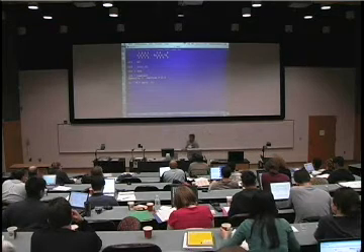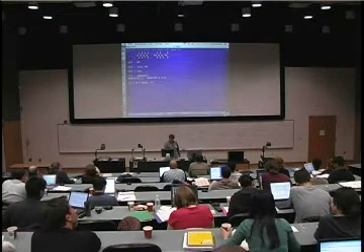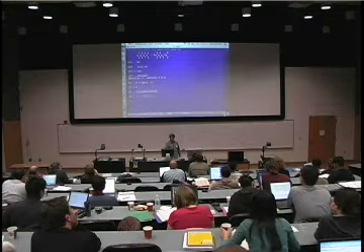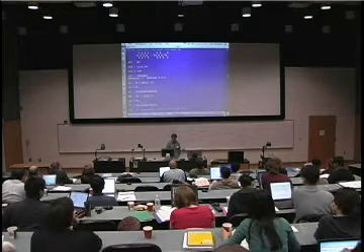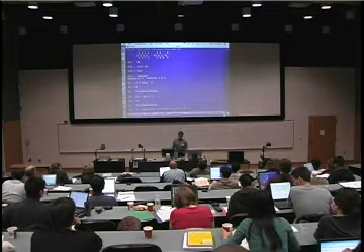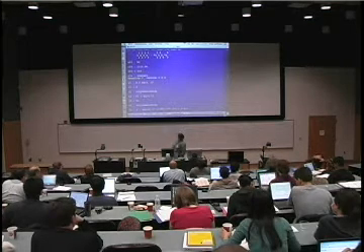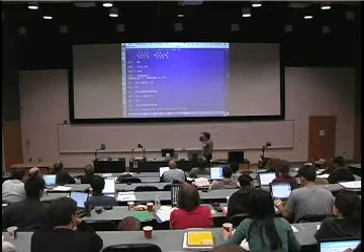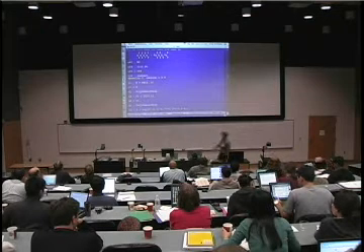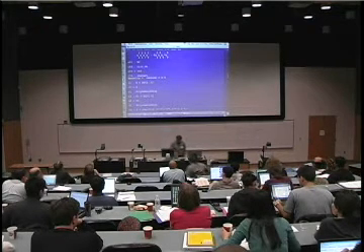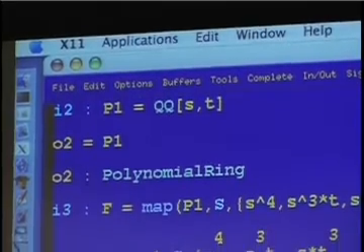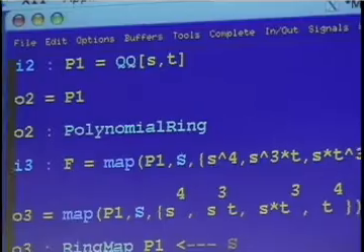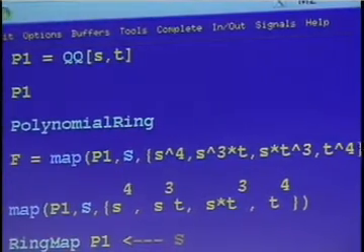Okay, so I'm taking Q of A through D. I'm taking the polynomial ring S and T. I'm just going to have it compute the ideal, just like Bernd did this morning. I'm going to take the map from S to P1, which is now given by these 4 quartic polynomials in S and T. And that's my ring map. The kernel of that, I, will be the ideal of the rational quartic. And there's the 4 generators.